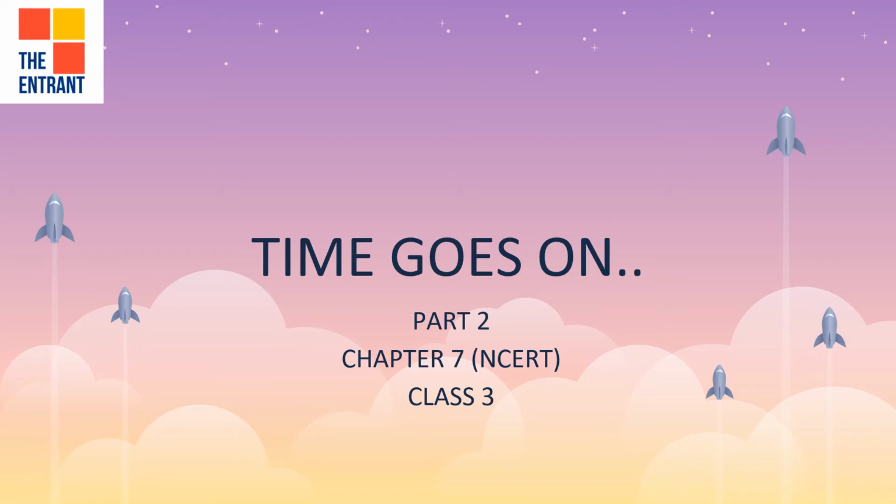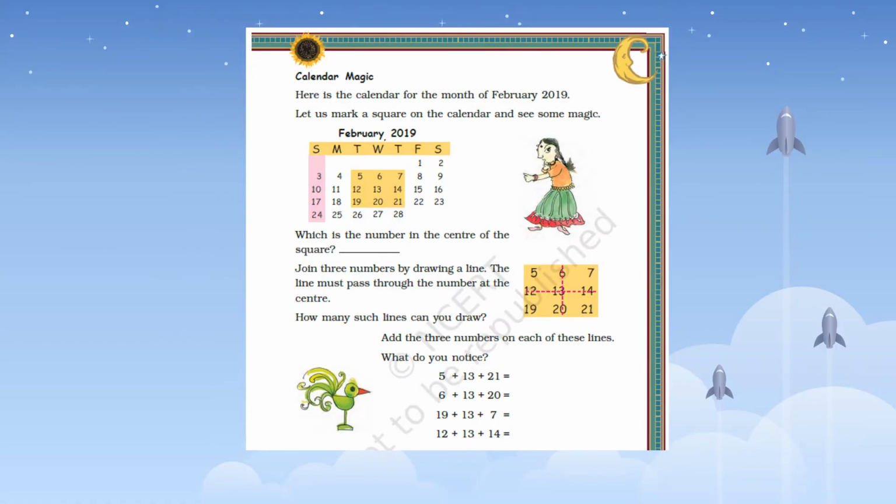Today we are going to start with the second part of this seventh chapter, Time Goes On. So let's get started. Here we will look at some tricks and magic in our calendars.